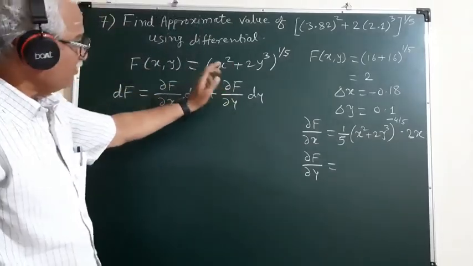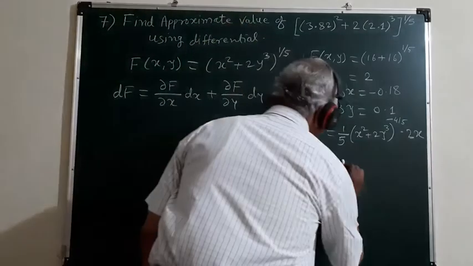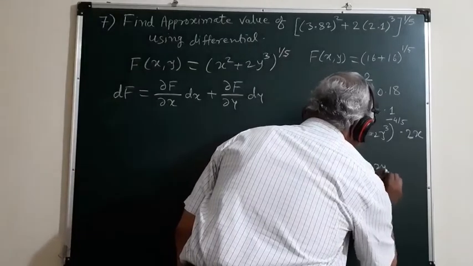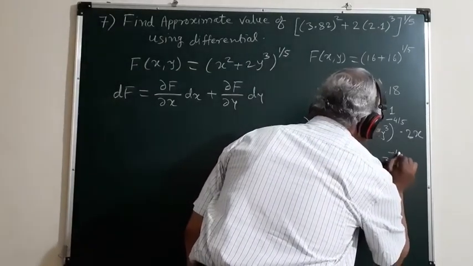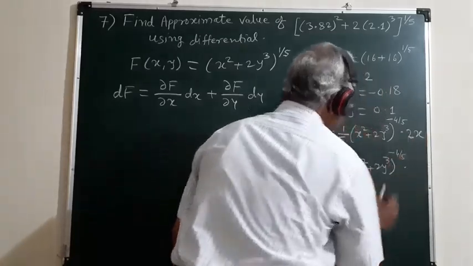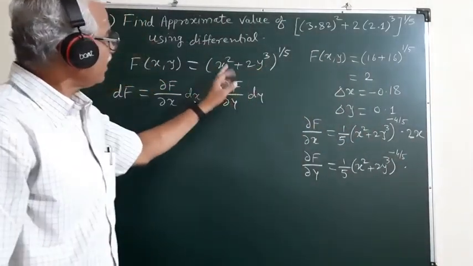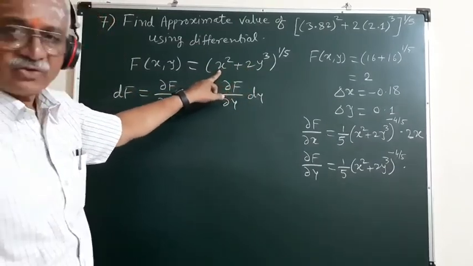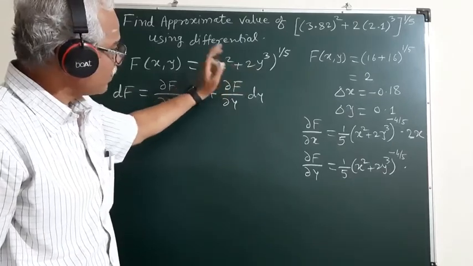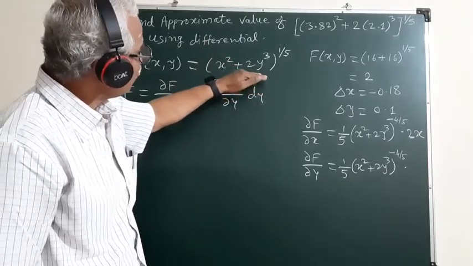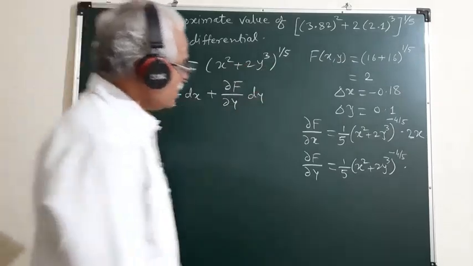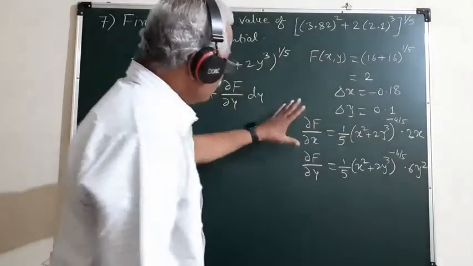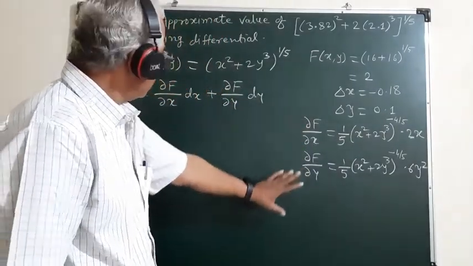Again differentiate f partially with respect to y. So once again it is 1 by 5 into bracket x square plus 2y cube bracket raised to minus 4 by 5 into differentiation of this bracket with respect to y. The differentiation of x square will be 0 and the differentiation of 2y cube with respect to y will be 6y square.